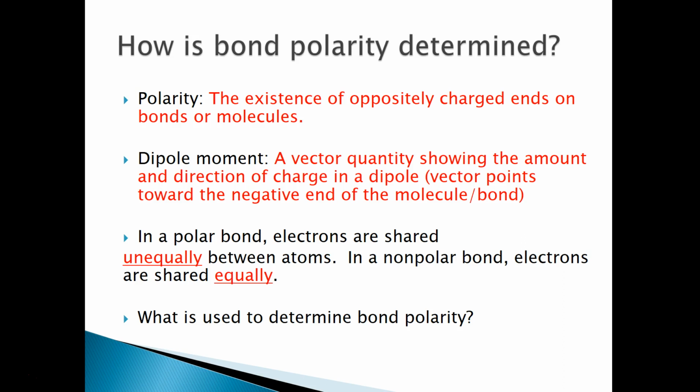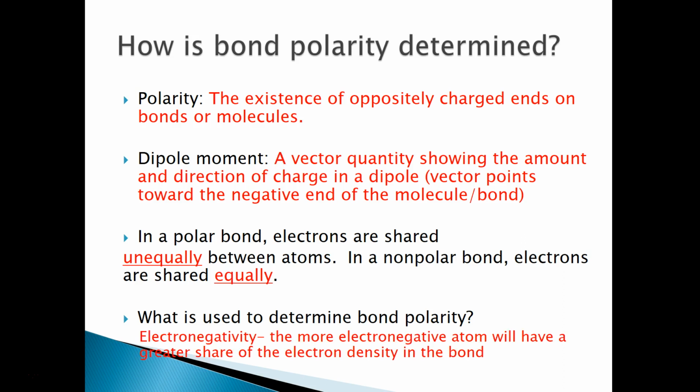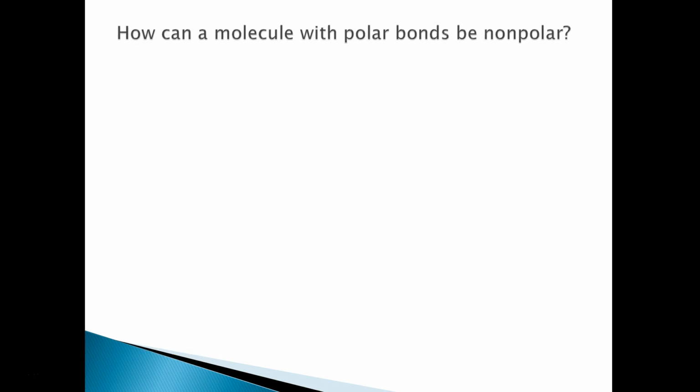So the property used to determine bond polarity is electronegativity. The more electronegative atom will have a greater share of the electron density. That means if you were going to draw a vector to show the dipole moment in a certain bond, that vector would point at the element that has a higher electronegativity value.